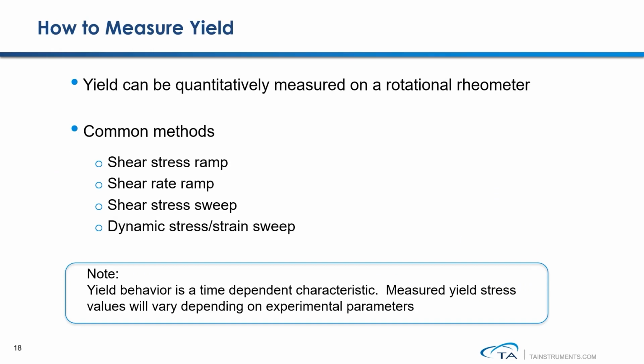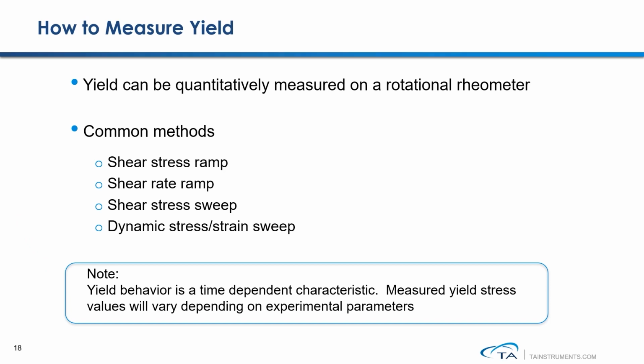Yield can be quantitatively measured using a rotational rheometer. Here, we would like to introduce 4 commonly used methods for yield stress analysis. They are a shear stress ramp, a shear rate ramp, a shear stress sweep, and a dynamic stress sweep or strain sweep. But please note, yield behavior is a time-dependent characteristic. So the measured yield stress value will vary depending on your particular experimental parameters. So when testing a whole series of samples, you need to stay with the same test method and same test parameters.